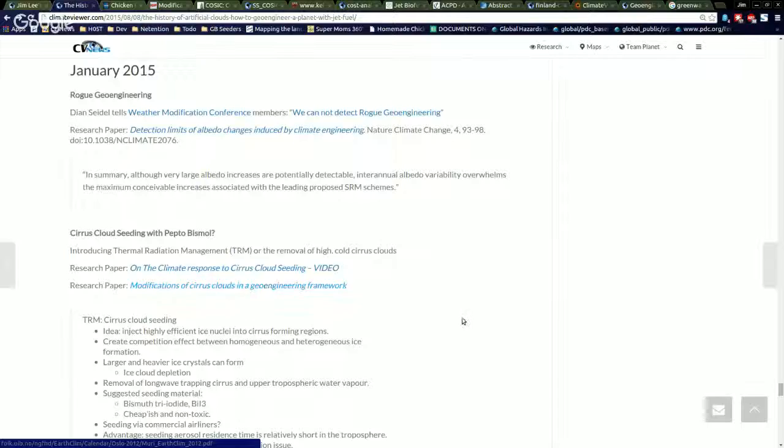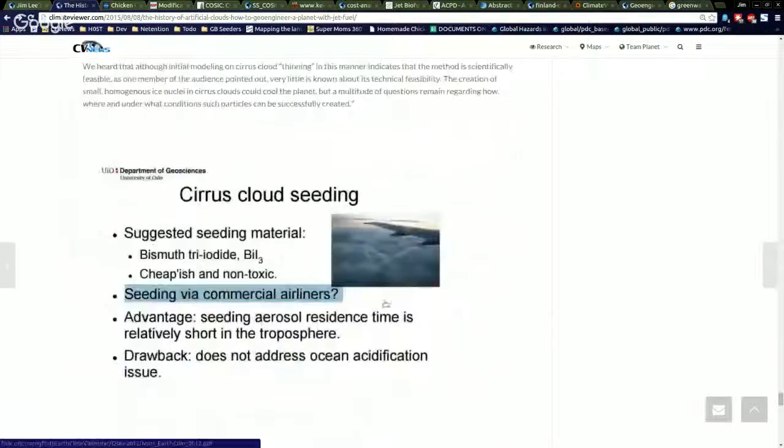And cirrus cloud seeding basically is bismuth triiodide. So it's Pepto-Bismol. They want to spray the active ingredient in Pepto-Bismol into these clouds and melt them. Advantage: seeding aerosol residence time is relatively short, so it doesn't last long. They can go up there and melt some clouds away, and, oh, God, it won't heat the planet up.